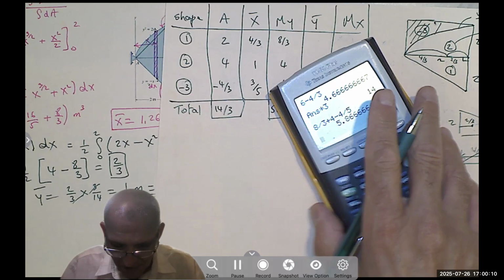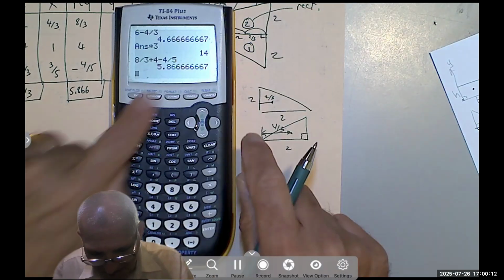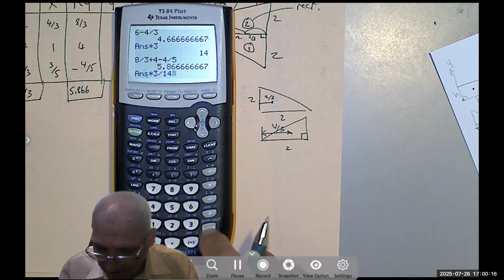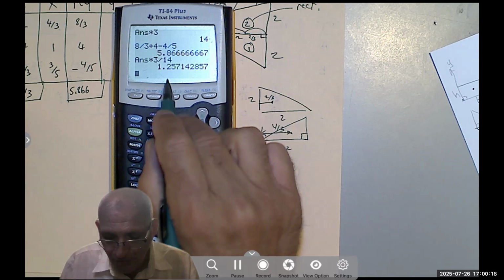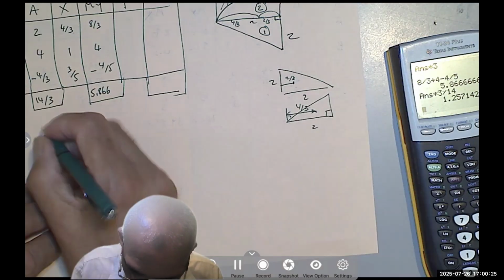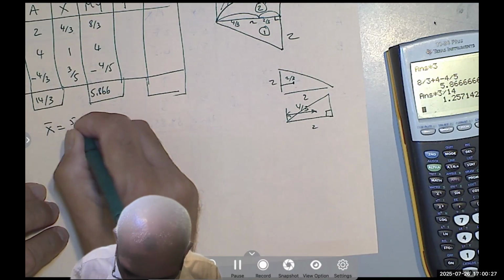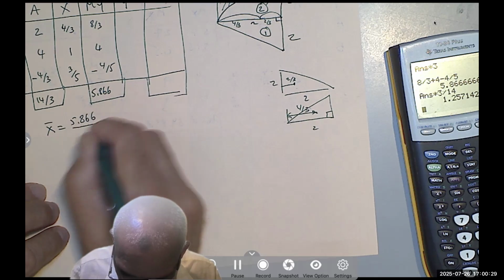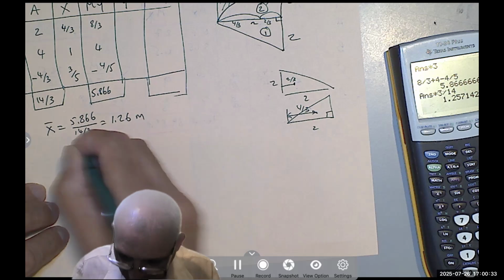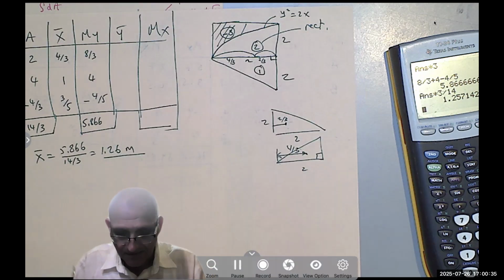What did we have here? Oh, we had the sum of those. So let's divide this or multiply it by 3/14. 1.257 or 1.26, exactly the same. So x bar equals 5.866 over 14/3 equals 1.26 meter. Now let's do the y bar.